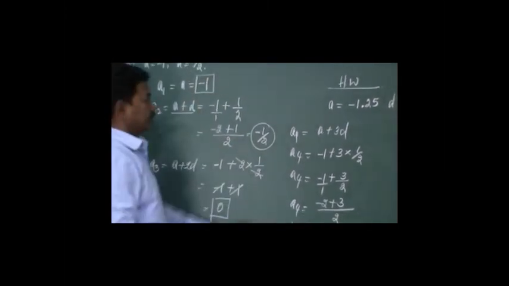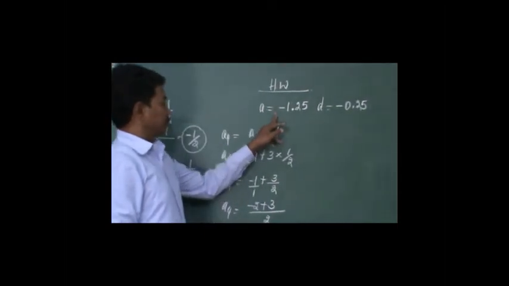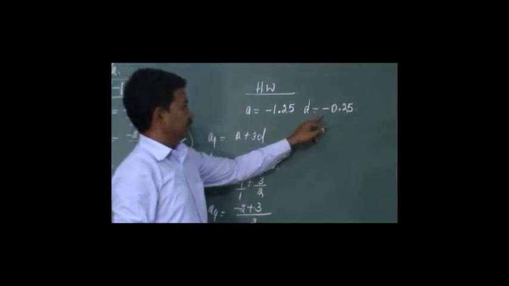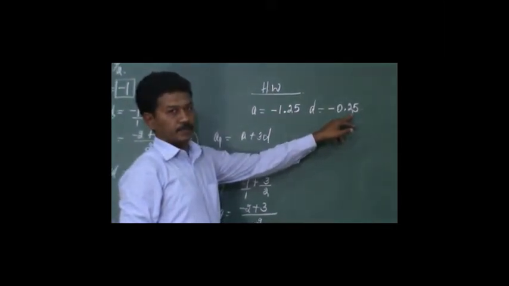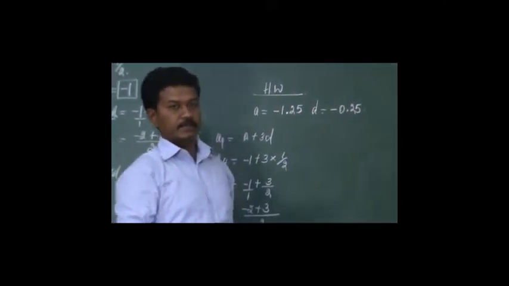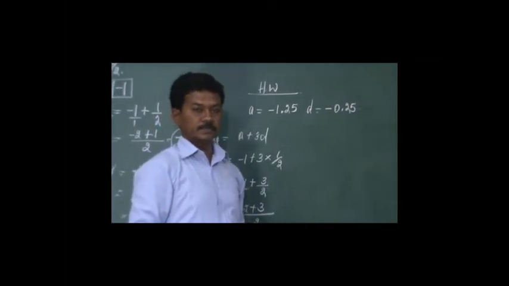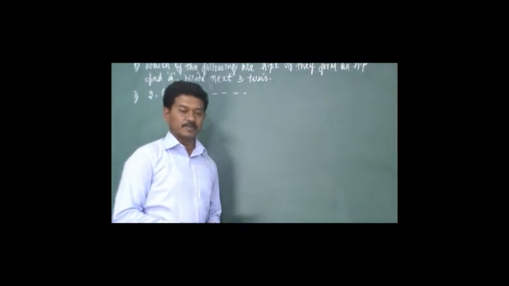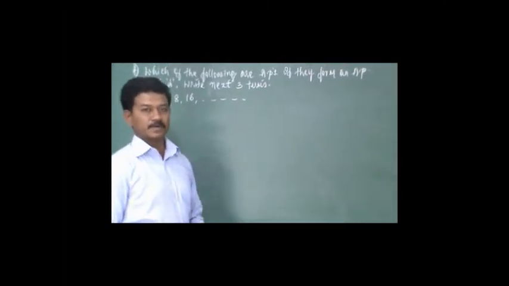So this is the fourth term, this is the third term, this is the second term, and this is the first term. So here again the sixth problem we have A is equal to -1.25 and D is equal to -0.25. You have to solve this by yourself. Find out the first 4 terms of this AP. So exercise 1.1, fourth main problems we are going to solve.